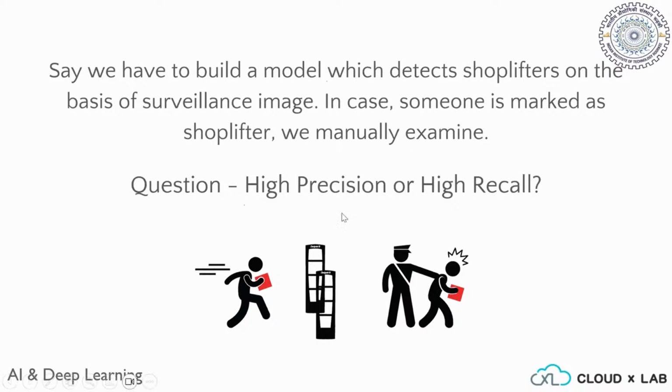So whenever there is some positive case, something wrong happening, the model will detect all such cases, right? But if the model is saying that yes, something wrong is happening, then the chances of the model being correct are very low. But in this case we don't care, because we will examine the case manually, right?